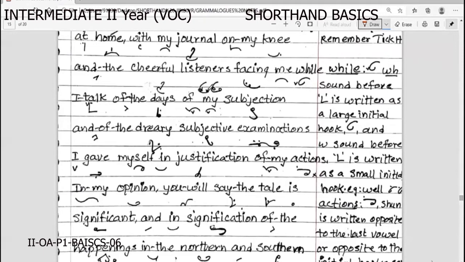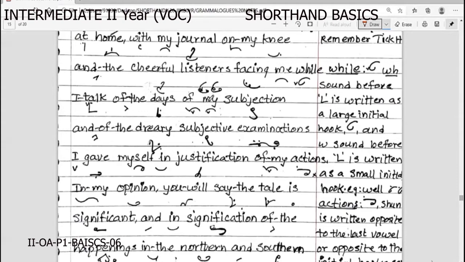For curved strokes, you're going to write a small hook to represent R and a large hook to represent L. Okay. So listeners, downward L, circles, and N. Why do you think downward L is used? Why not upward L?